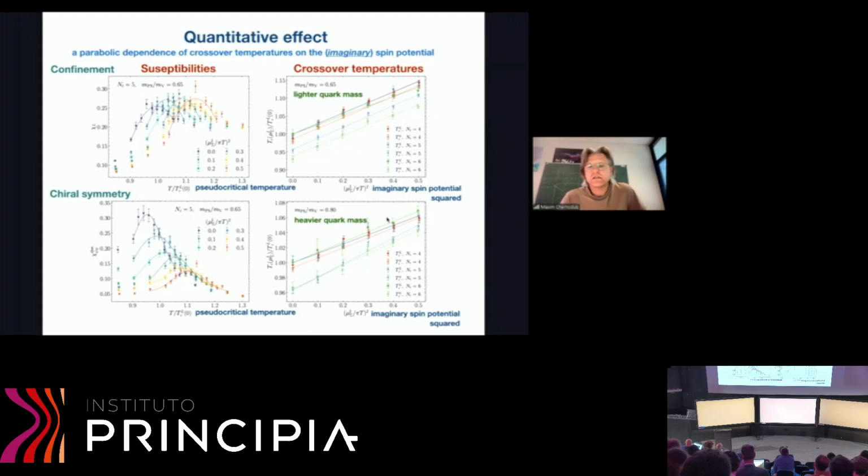And then what we do next, of course, we have those points here. We fitted them with Gaussians, and then the next point is to make an extrapolation, or to look at whether we have quadratic, parabolic behavior of the pseudocritical temperatures as a function of the imaginary spin potential. So here we see imaginary spin potential squared, and here is the pseudocritical temperature of the transition, and we see almost perfect lines here for all lattice extensions. You see that for lighter quark masses and for heavier quark masses, those behaviors are approximately the same. So we see that we really have parabolic dependence.